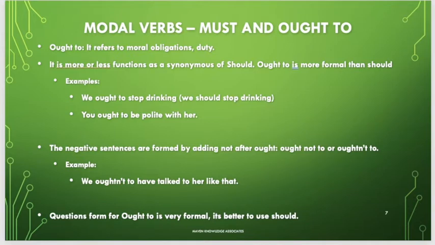The other way is, the negative sentences are formed by adding not after ought. Ought not to, or oughtn't to. Examples: we oughtn't to have talked to her like that. Questions form for ought to is very formal and it's better to use should.